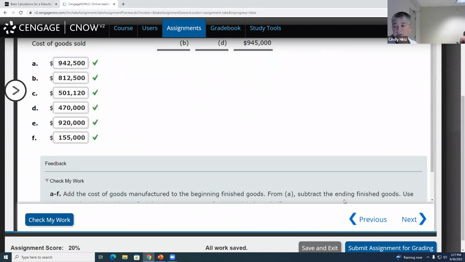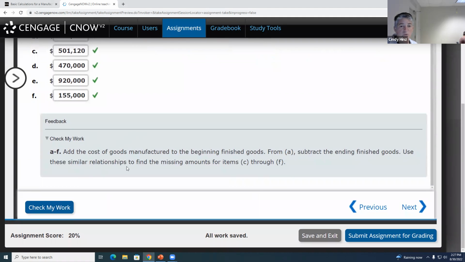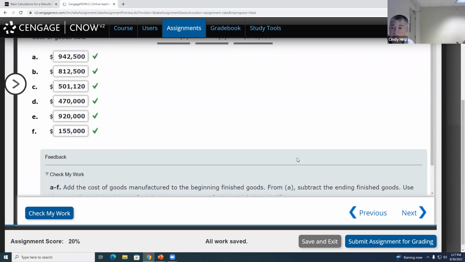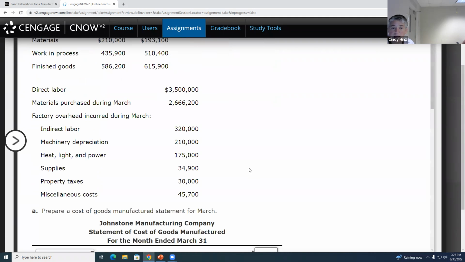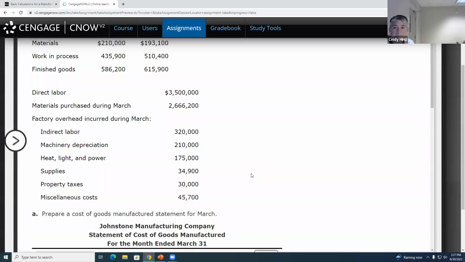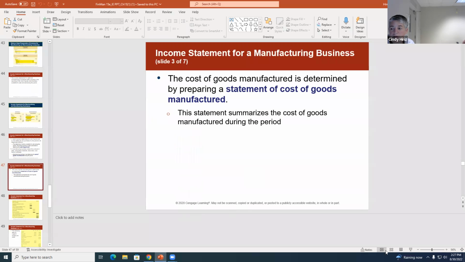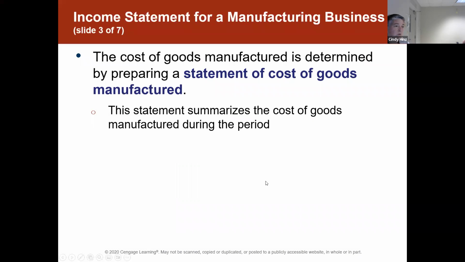Just because I like to have my green check marks in there, I'm going to click the check my work button. Remember, when you use that button, if you're working on this outside of class, it usually gives you some pointers. It doesn't necessarily lead you to the answer, but it should be helpful if you have questions on something you're working on outside of class, including the problems. I want to go back now to the PowerPoint so we can talk about what comes next, which is cost of goods manufactured. Any questions about where we are before we move on?